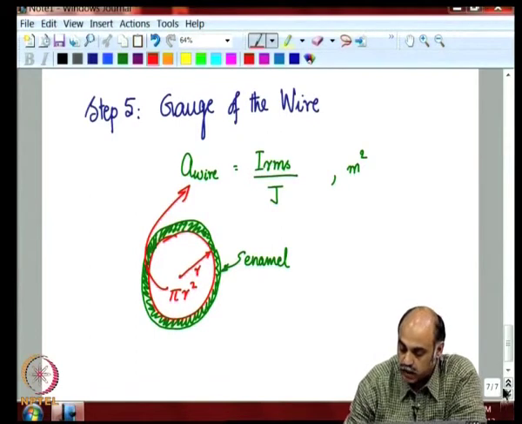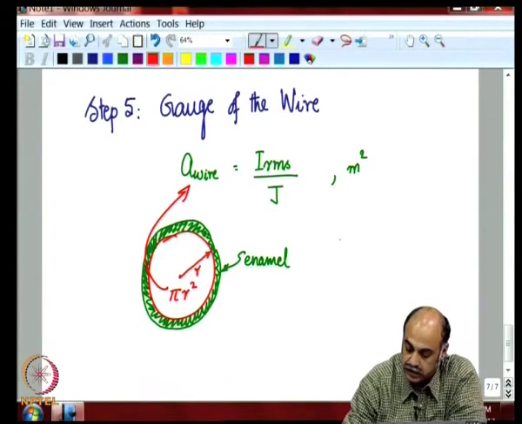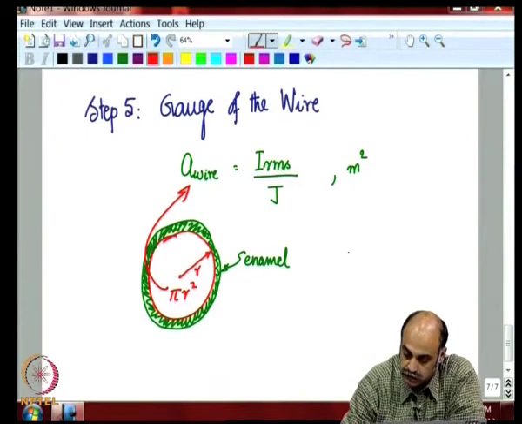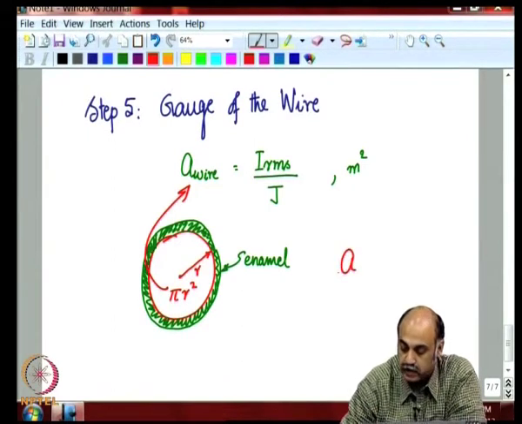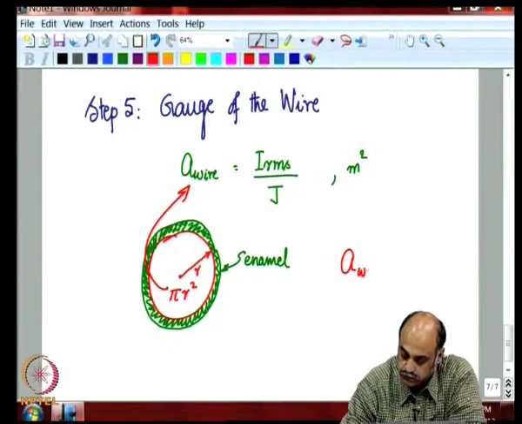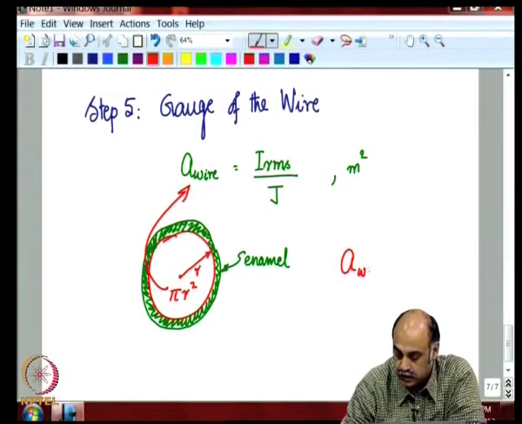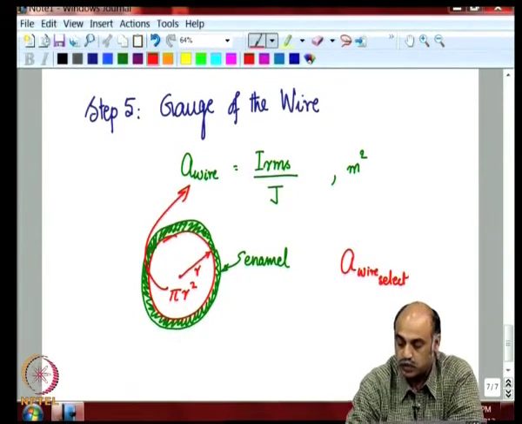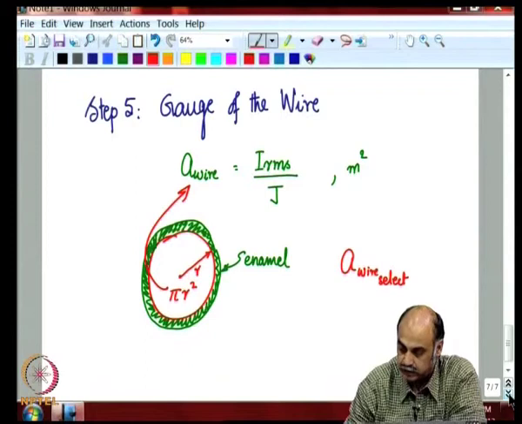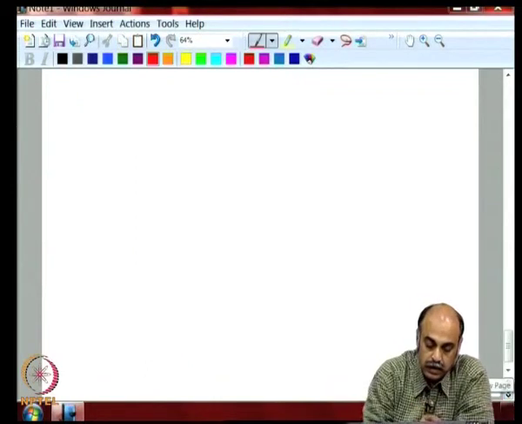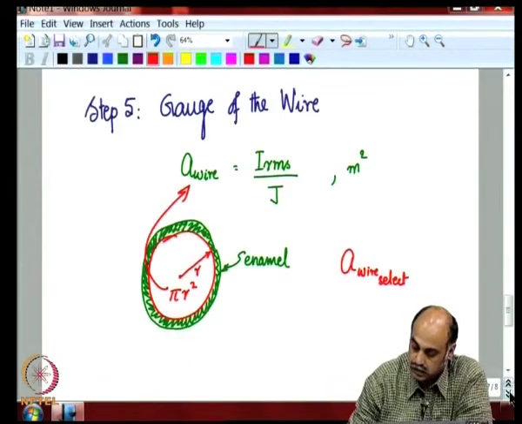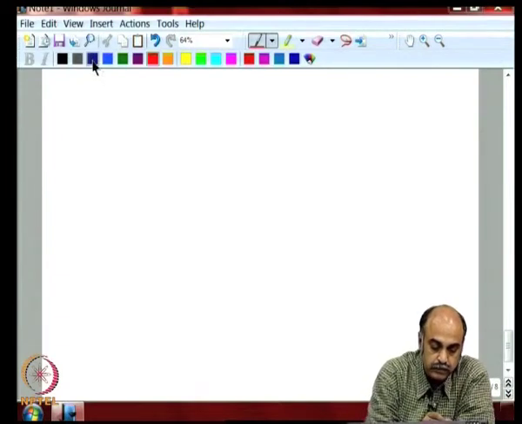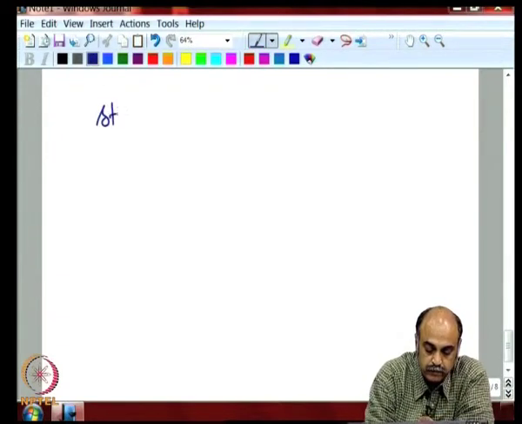So, that would become the wire cross section area. Then, after you have chosen the wire cross section area, you will get a wire which you are going to use, and I will call that a wire selected, because this is what you will be using to wind. And then step 6.